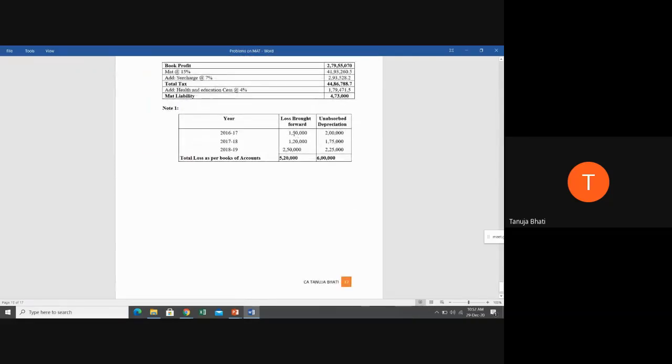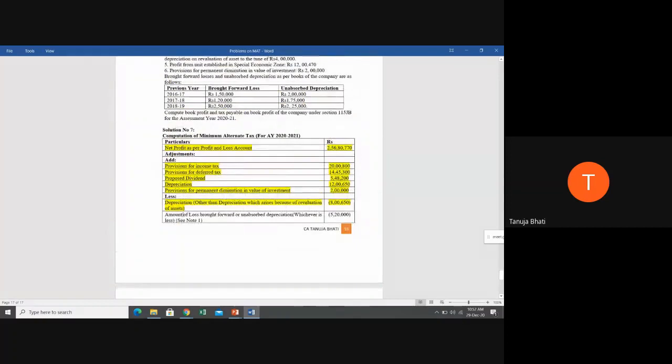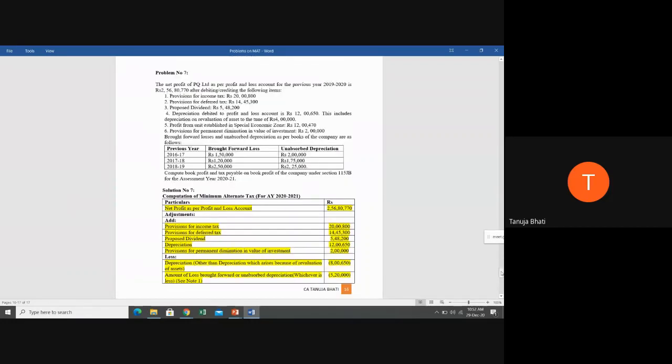That is note number 1. So losses brought forward added, it comes to 5,20,000, and unabsorbed depreciation added, it comes to 6 lakhs. Now what should I minus, students? Both 5,20,000 and 6 lakhs, or how? As per MAT provisions, what I am supposed to minus? 5,20,000, whichever is less. See here, amount of loss brought forward or unabsorbed depreciation, whichever is less, is to be minused. So minusing 5,20,000. Here you have to write see note 1, how you derive that 5,20,000. Okay, so we have completed all the particular information.